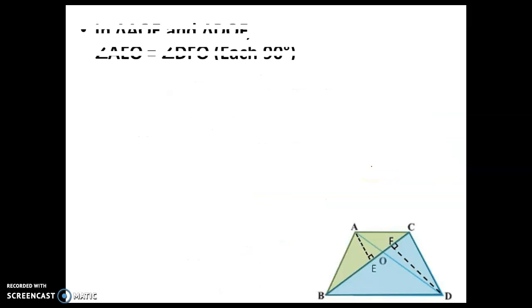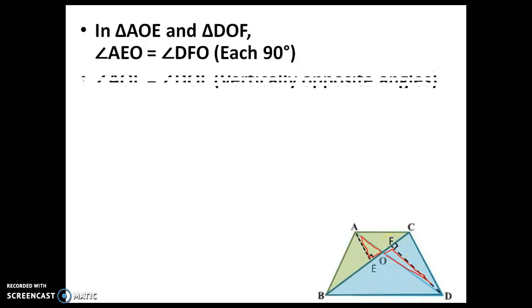Let's see. We have to take triangles AOE and DOF. In this picture you can see the small triangle AOE, this one, and this one, DOF. So we take these small triangles. In them, these two angles, AEO and DFO, are 90 degrees because we constructed perpendiculars, no? So it is 90 degrees.